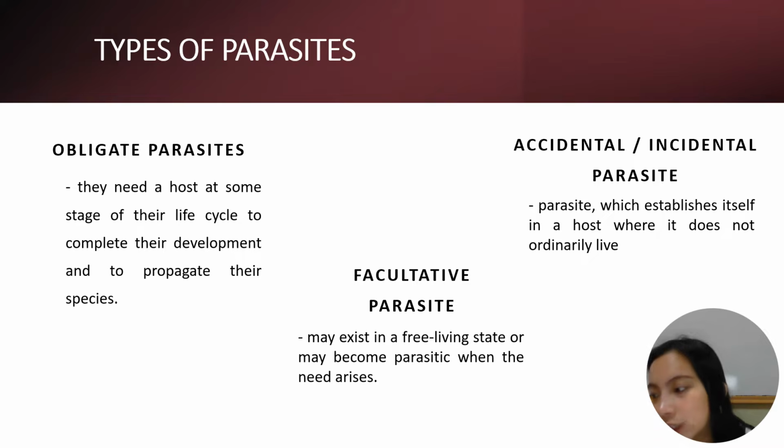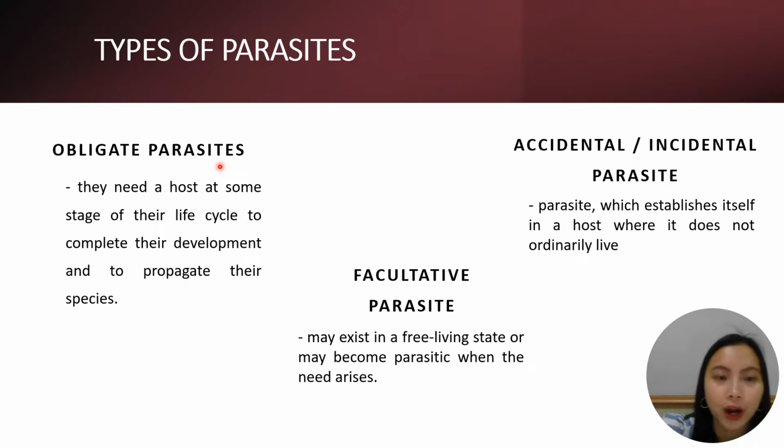Most parasites, class, are also called obligate parasites, in that they need a host at some stage of their life cycle to complete their development and to propagate their species. Obligate parasites such as tapeworms depend entirely upon their host for existence. So tapeworms, I will be showing you some pictures of tapeworms later. An example of obligate parasites are tapeworms.